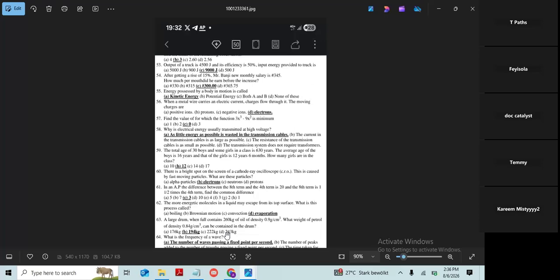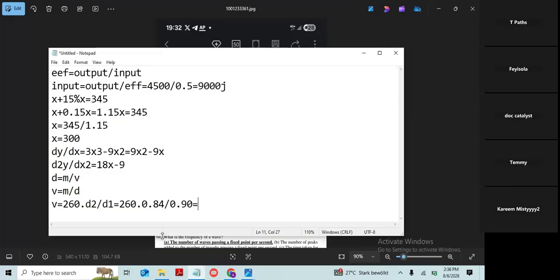After that 260, I don't understand the rest. Are we dividing the D2 by D1, or are we subtracting? You are dividing the D2 over D1, which means that you are dividing the 0.84 divided by 0.90. So this is what you are basically doing: 260 times open brackets 0.84 divided by 0.90. So your final answer will now give you the volume.